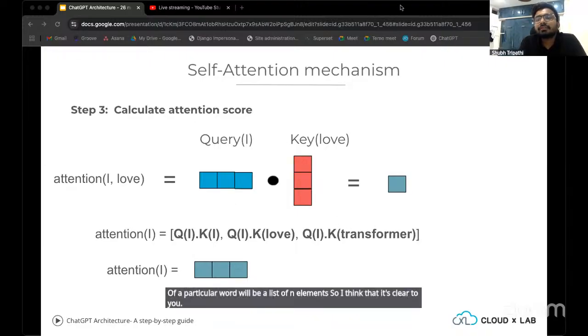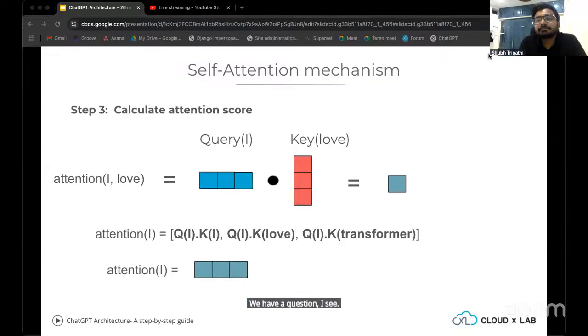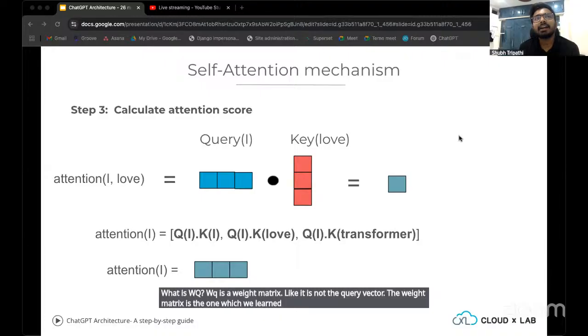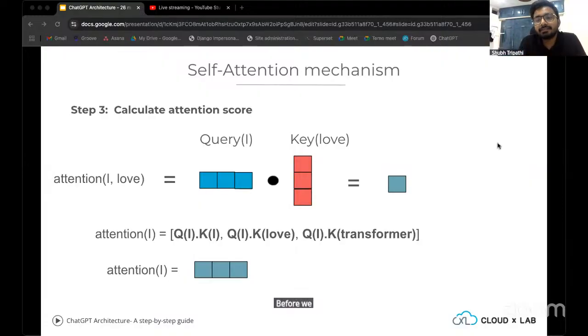Okay, we have a question, I see. Let me see. What is WK? WK is the weight matrix. It is not the query vector. The weight matrix is the one which we learn during the training. Like in a neural network, we initialize the weight matrix to zero or random values, and then we tune its values based on the results it gets to minimize the error. We follow a similar pattern here also.